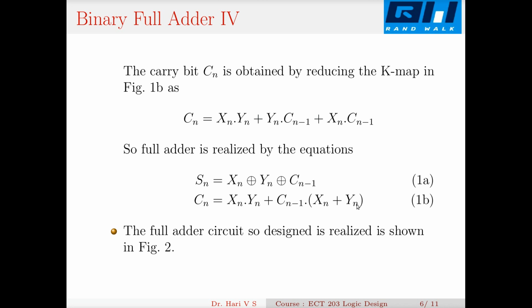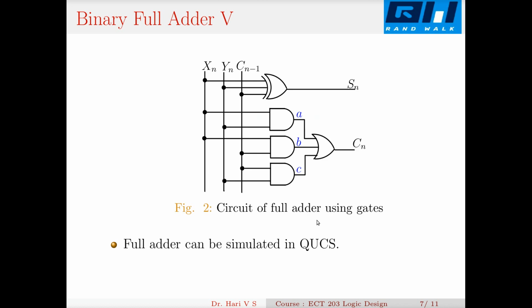Now we can realize this circuit as in this figure. Here it's an XOR operation. xn, yn, Cn minus 1 are the inputs to that, and S is xn XOR yn XOR Cn minus 1. And here xn and yn are ANDed. Then xn is ANDed with Cn minus 1, and yn is ANDed with Cn minus 1. Then all three values A, B, C are ORed together to form the carry output Cn.